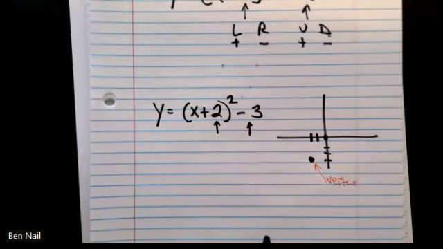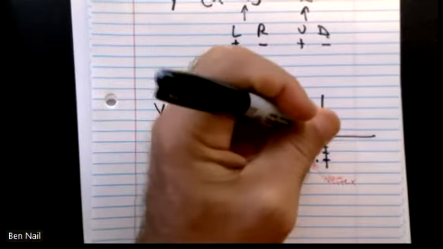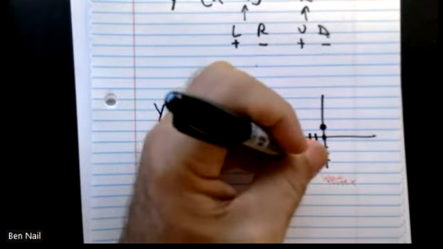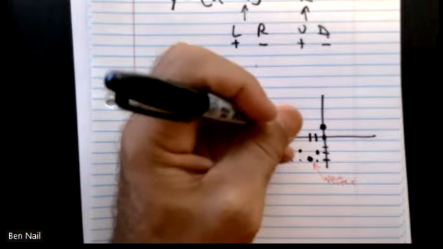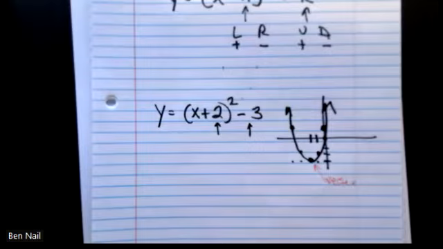From there, the parent function graphs the same. So again, we go over 1 and up 1. We go over 2 and up 4. Same on the other side, over 1 and up 1, over 2 and up 4. It should make this kind of U-shaped graph.